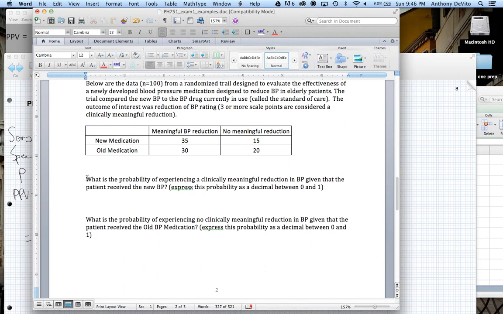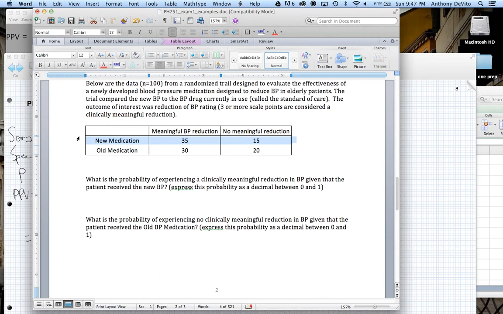Let's look at the questions. Let's interpret the questions now. What is the probability of experiencing clinically meaningful reduction in blood pressure given that the patient received the new blood pressure drug? Express it as a decimal. Given means that they all received the new one, that the condition is already satisfied. They didn't get the old one, they only got the new one. So what's the probability that they had a meaningful reduction?